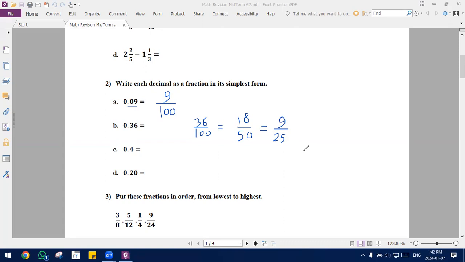Okay. Now we have 0.4. This is 4 over, how many numbers after the decimal point? 1, so it's over 10. Very easy to simplify. We divide by 2, it will be 2 over 5. Last one, 20 over 100. So we divide by 20, or we can do it like this. We cancel this 0 and this 0. 2 over 10, we divide by 2, it's 1 over 5.